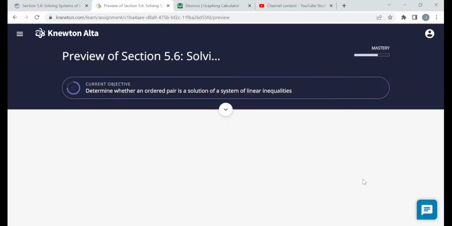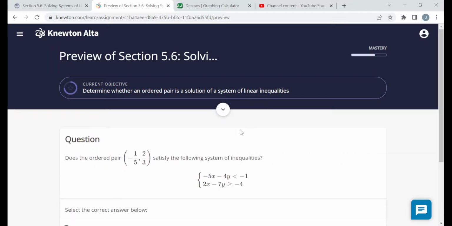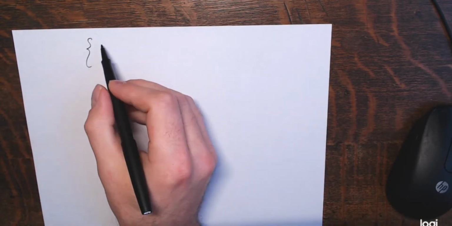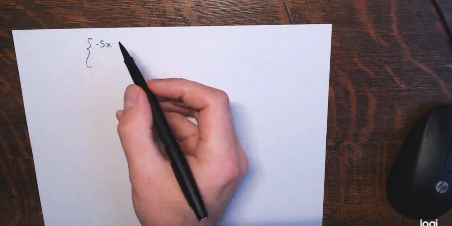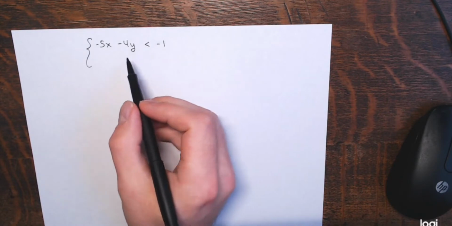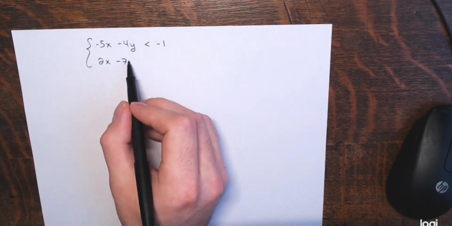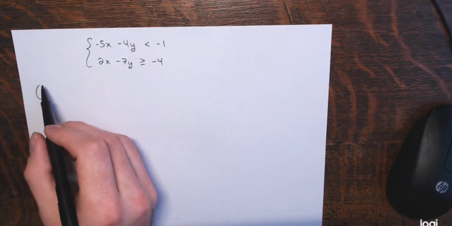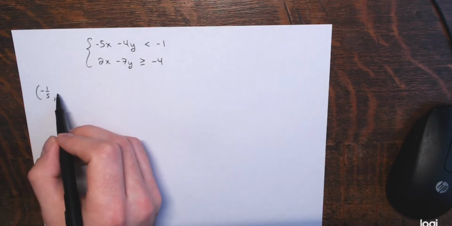All right. All right, then one more like this. So again, this time I'll just write it out straight away. All right, we're plugging in negative 1/5 for x and 2/3 for y and seeing if both inequalities are satisfied. So the inequalities were given: negative 5 times x minus 4 times y, is that less than negative 1? And 2x minus 7y is greater than or equal to negative 4. And the point we're checking, negative 1/5 for x, 2/3 for y.